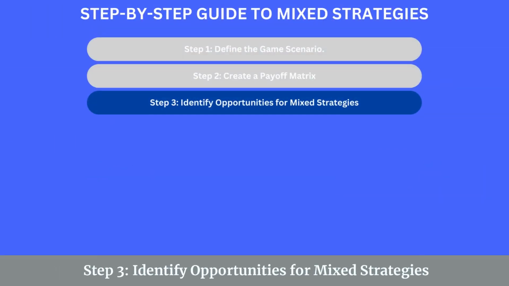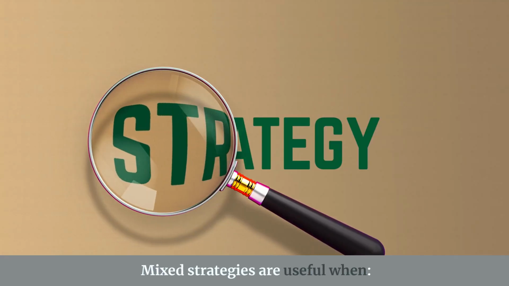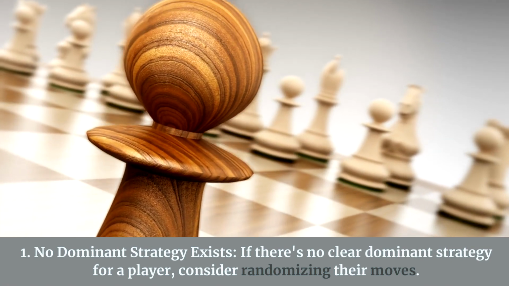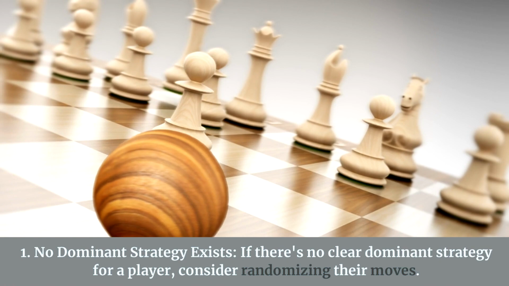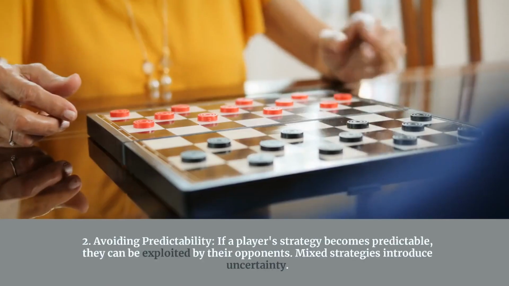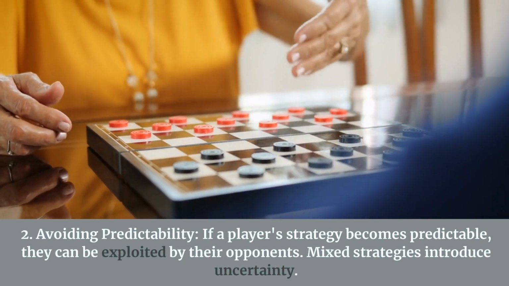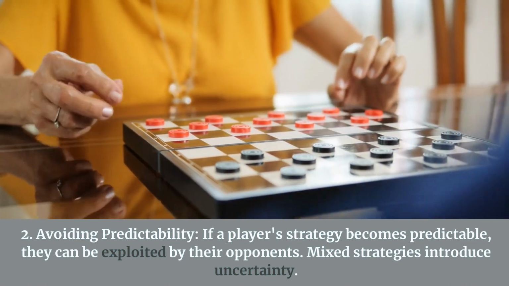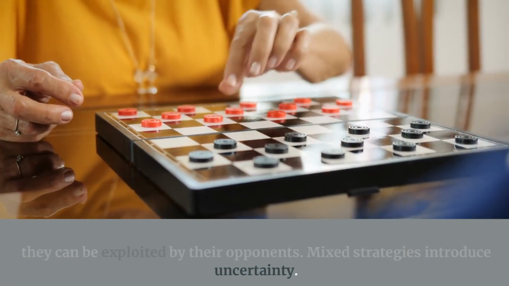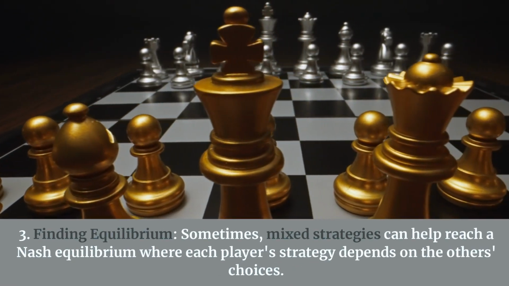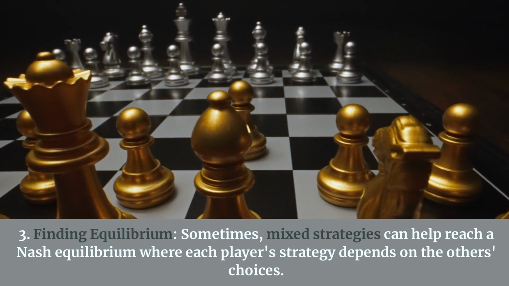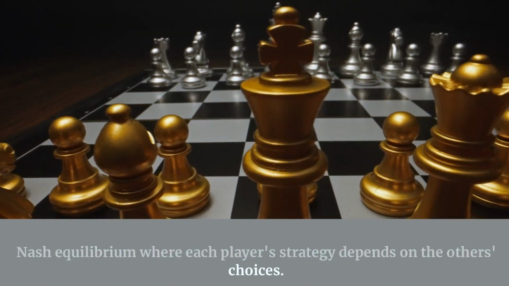Step 3. Identify opportunities for mixed strategies. Mixed strategies are useful when: 1. No dominant strategy exists. If there's no clear dominant strategy for a player, consider randomizing their moves. 2. Avoiding predictability. If a player's strategy becomes predictable, they can be exploited by their opponents. Mixed strategies introduce uncertainty. 3. Finding equilibrium. Sometimes, mixed strategies can help reach a Nash equilibrium where each player's strategy depends on the other's choices.